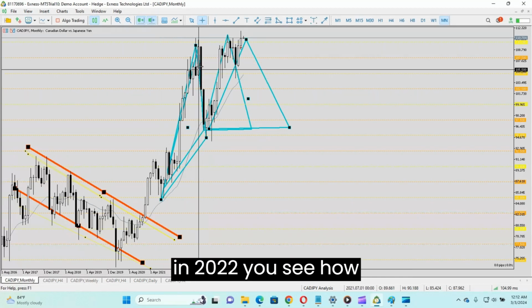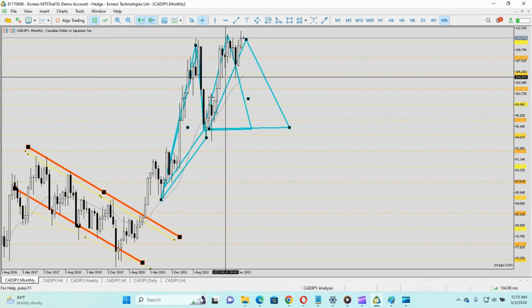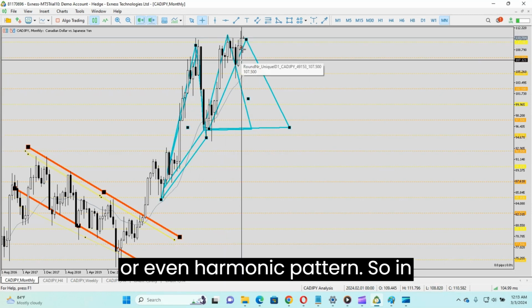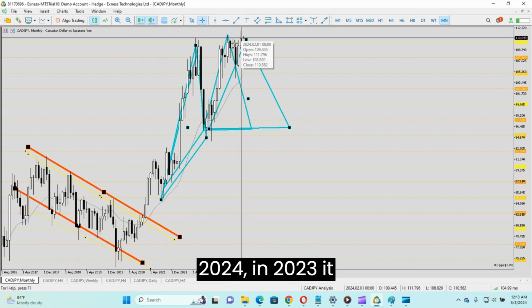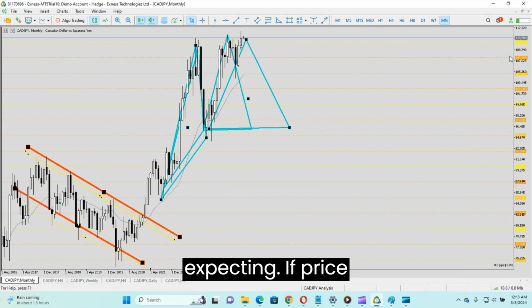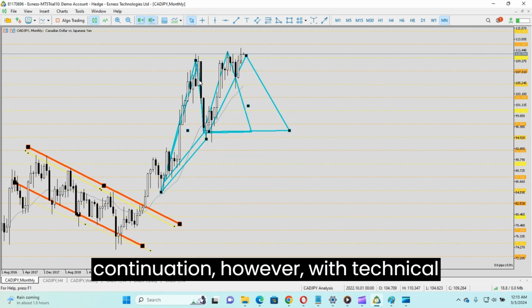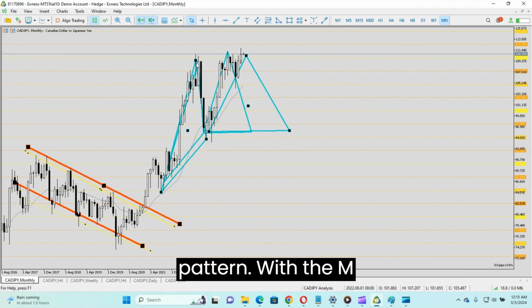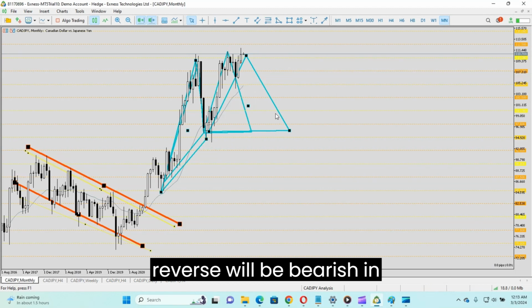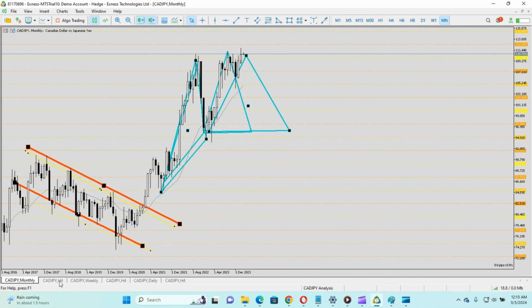Now, in 2022, you see how price made a movement down. Then in 2023, made a movement up. So this is more like an M pattern or even a harmonic pattern. So in 2023, it was equally more of a bullish movement. So in 2024, we will be expecting, if price breaks this area, upward continuation. However, with the technical pattern, with the M pattern, we are expecting that price will reverse and be bearish in 2024, from what we have in this chart. So this is how we use technical analysis to generate buy and sell signals.